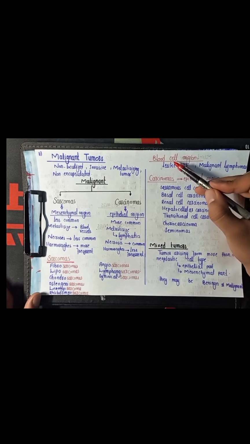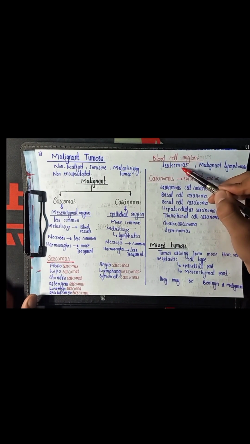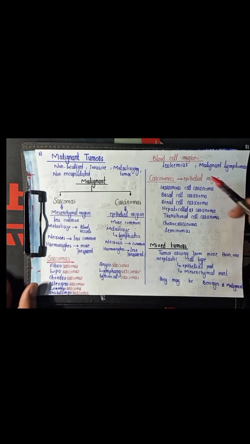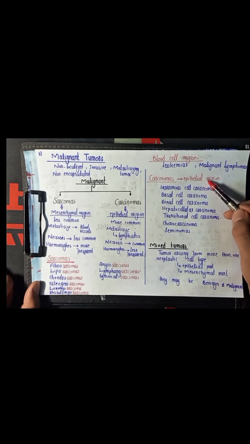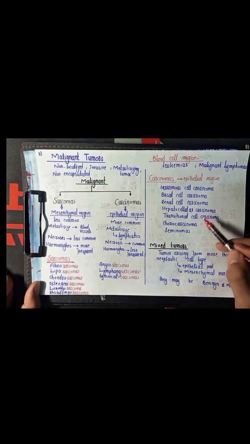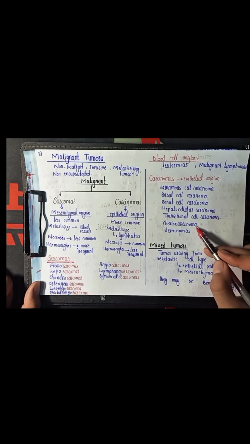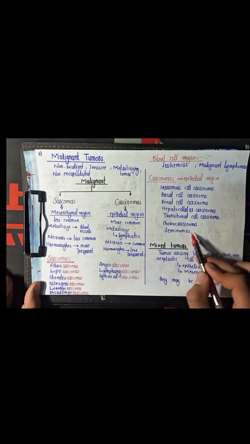The second one is malignant tumors of the blood cell origin. They include leukemias and the malignant lymphomas. And the third one are the carcinomas that are malignant tumors, but they are epithelial in origin. And they include the squamous cell carcinoma of the skin, the oral cavity, and the vagina, basal cell carcinoma of the skin, renal cell carcinoma, hepatocellular carcinoma, transitional cell carcinoma that involves the gallbladder, and the choriocarcinoma, the carcinoma that arises from the placenta, and the seminoma which is a malignant tumor of the testes.